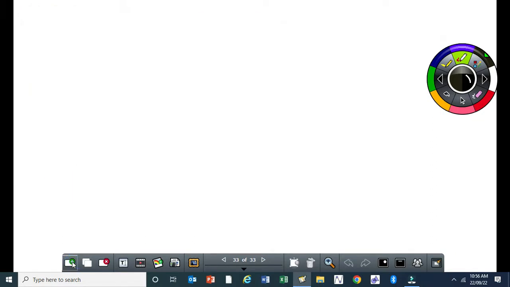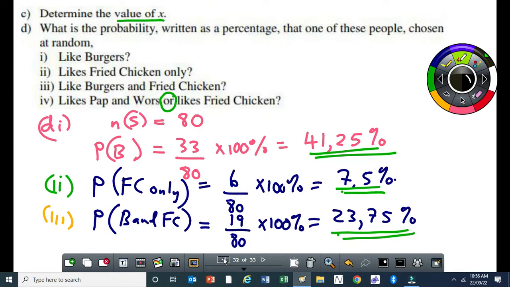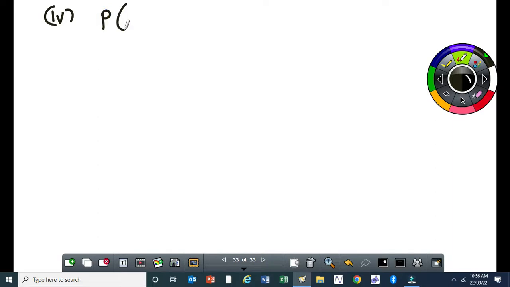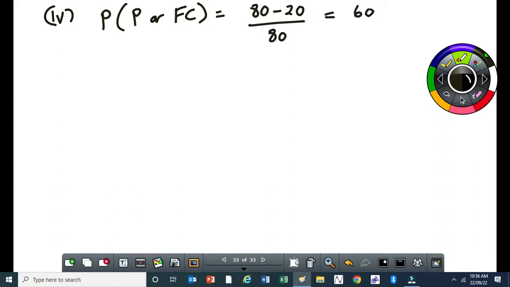So if I move on to the next page, number 4, now this will be P, it will be P of pap or FC. It will be the probability of eating pap or fried chicken. By the way, you could use the addition rule, but I don't want to use that. So this will be 80 minus 20 over 80. So that will give me 60 over 80 times 100%. And that will give you 75%.